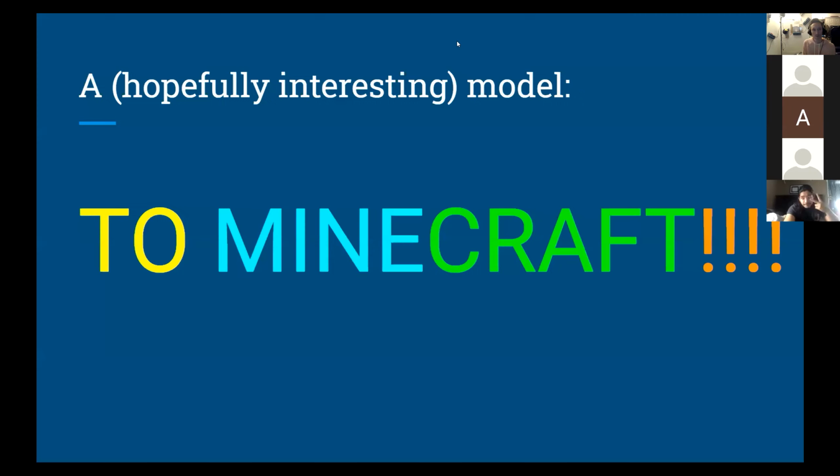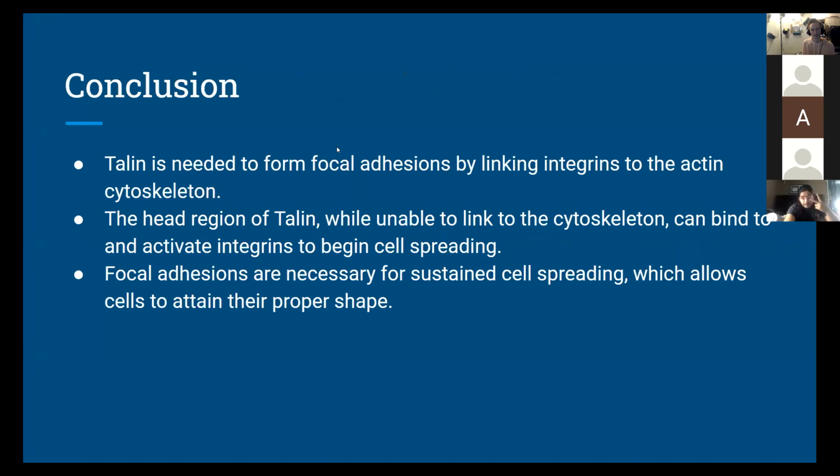All right. Cool. So we've seen the model. Just a quick summary: you need Talin to form focal adhesions. Talin is used to link integrin with the actual cytoskeleton. The head region of Talin is the part that binds to the integrin. If you don't have the tail, you can't bind to the cytoskeleton, which means you can't really form a focal adhesion, and you can only have a limited amount of cell spreading. And you actually need cell spreading to happen for the cells to attain their proper shape.